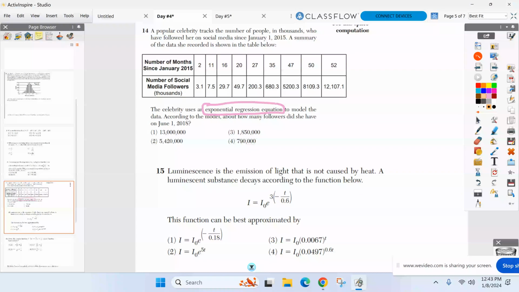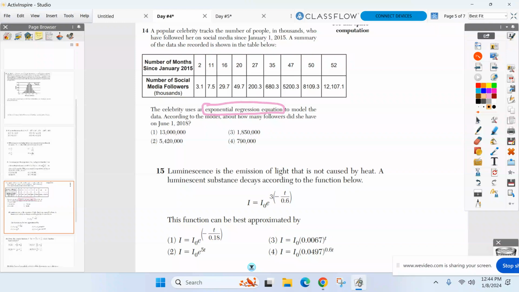What's up top? Number of months since January 2015. What are we finding? June 1st, 2018. So how many months are we talking about here? Because I've got to figure out where this is going to be: is it between 27 and 35, 47 and 50, or is it more than 52?